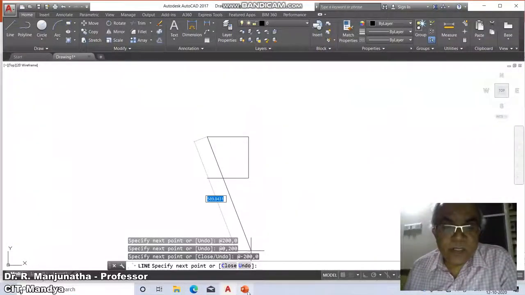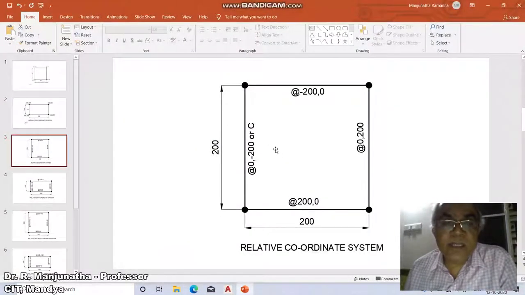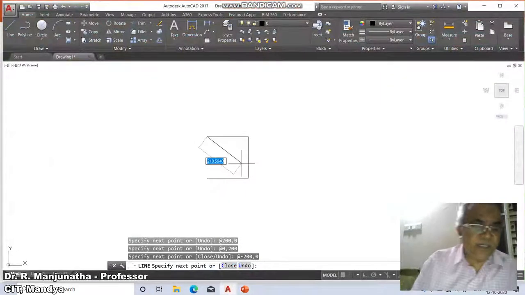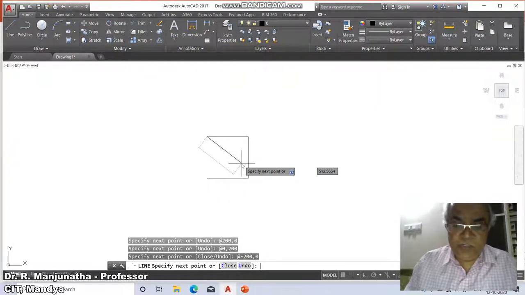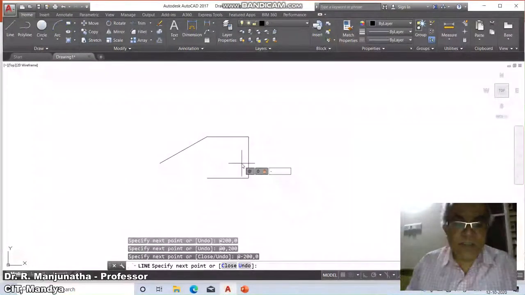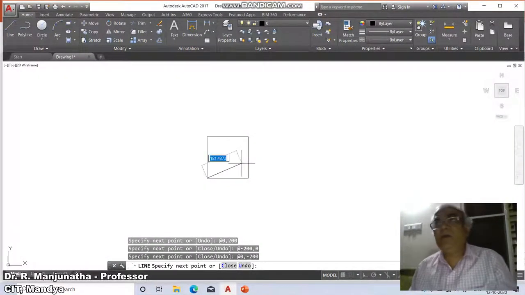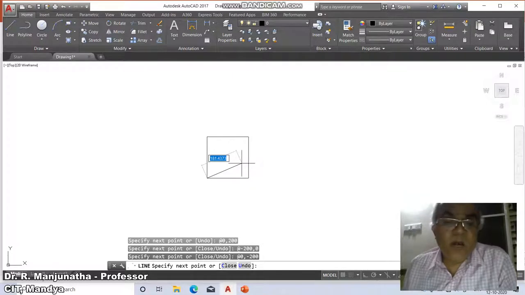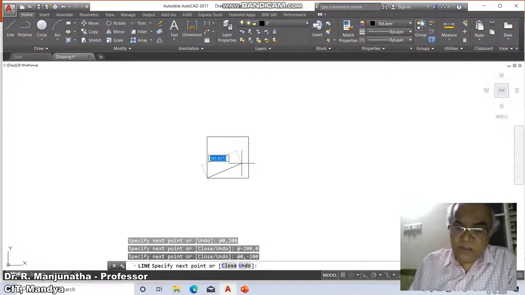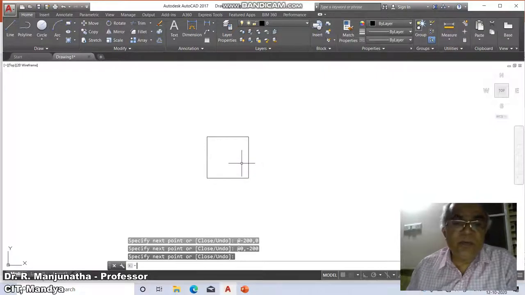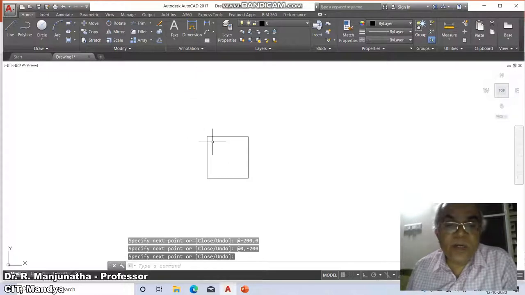Now, again, we want to come back here. At the rate, there is no increment in x direction, but only an increment in the y direction. So here at the rate 0, minus 200. So it will come to the command prompt. Now, it is still asking specify next point or close or undo. So here I will just press a null return so that it will cancel the command.